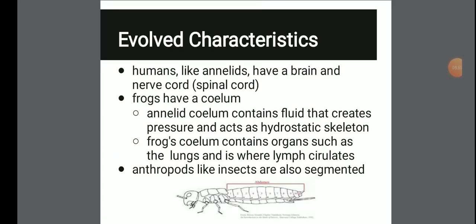Arthropods, like insects, are also segmented. You see the image of a grasshopper, that is abdomen, head part. Insects have three guts: foregut, midgut, and hindgut.